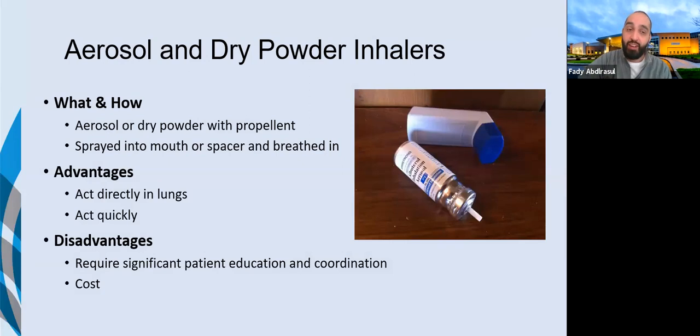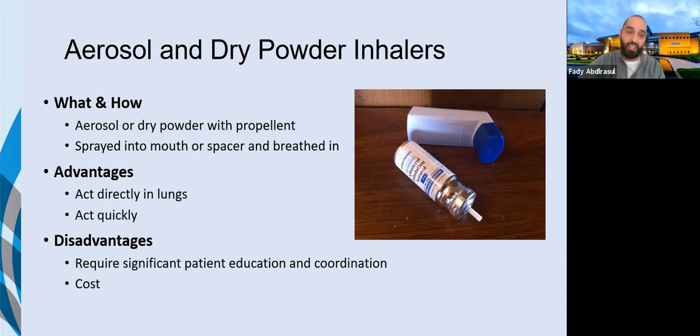Moving on to aerosols or dry powder inhalers. Usually they have a propellant with them, which helps push the medication out and down into your lungs. It could be sprayed into the mouth, or you could use a spacer. A spacer is kind of like a chamber, right? You put the inhaler on one end of the spacer, push down and have the medication go into that breathing tube, and your mouth is around the other end of the spacer, and then you breathe the medication in. That could be kind of difficult, right?